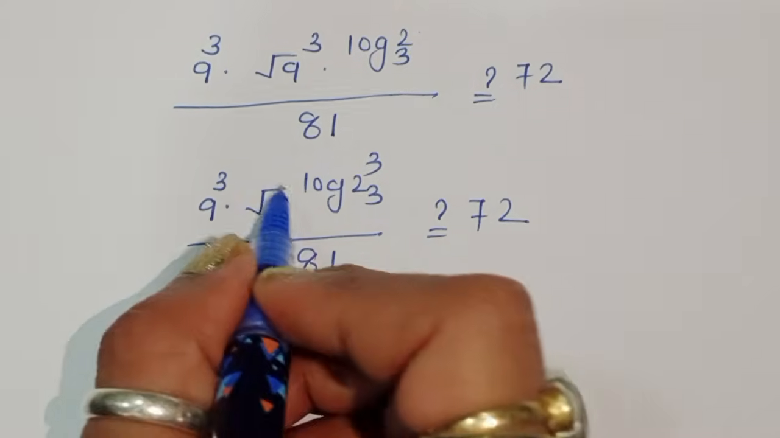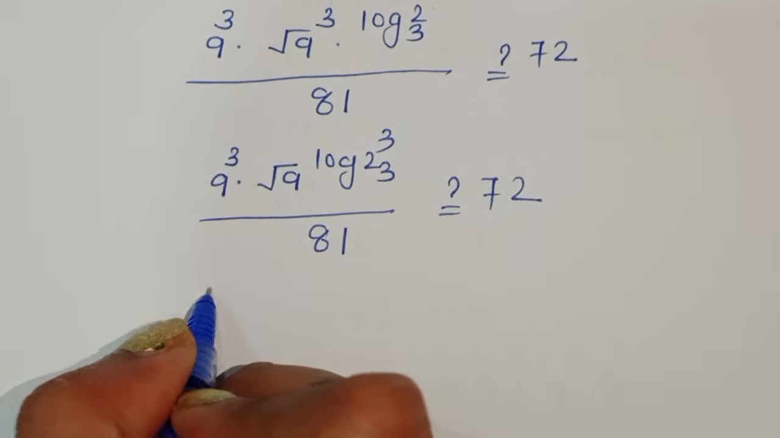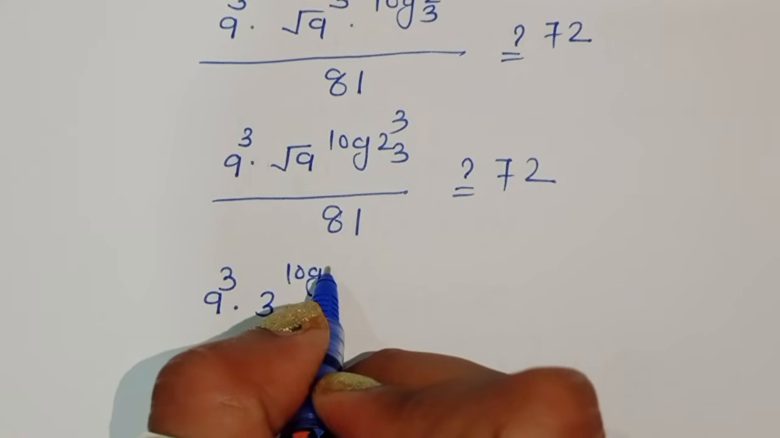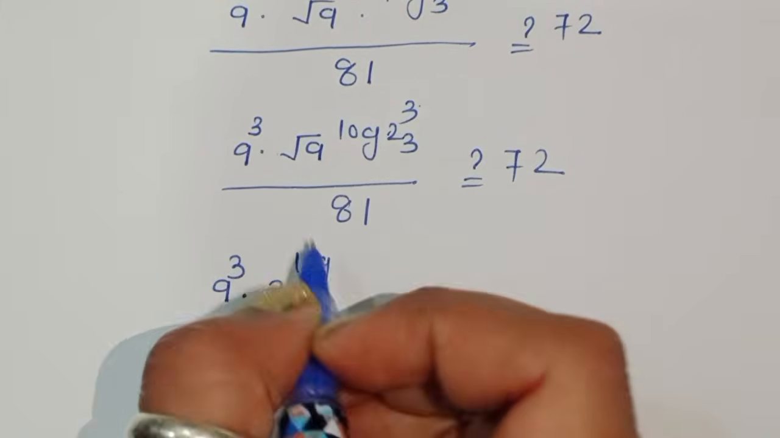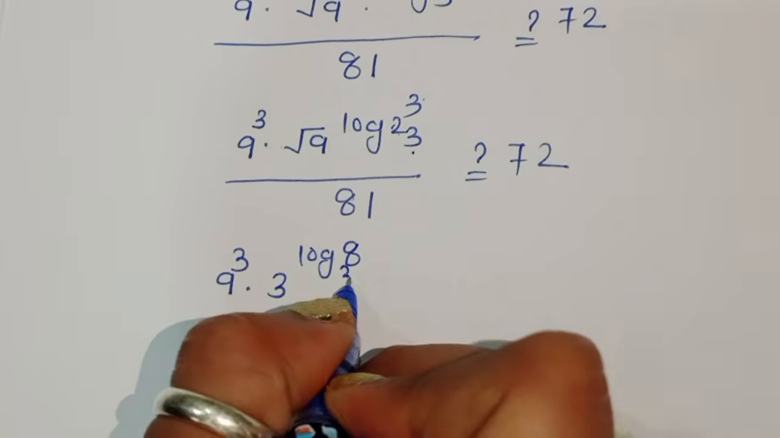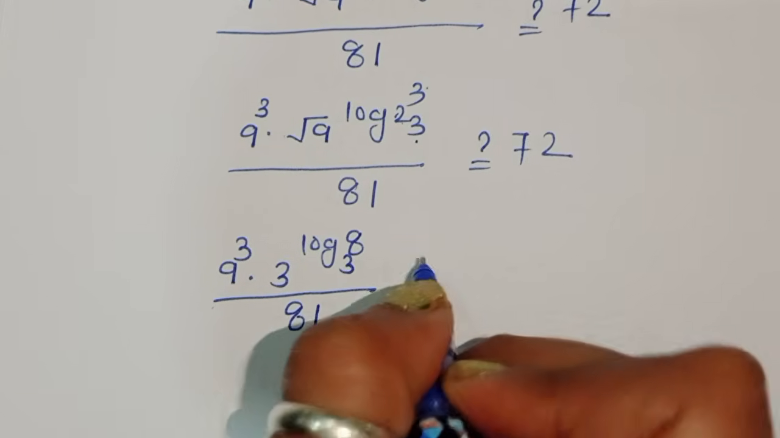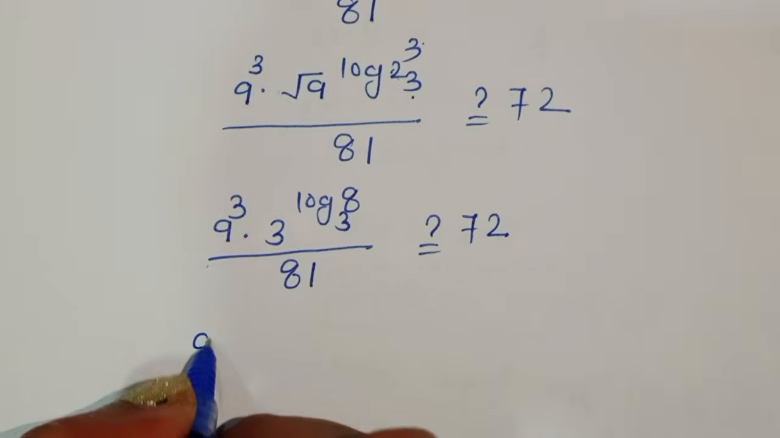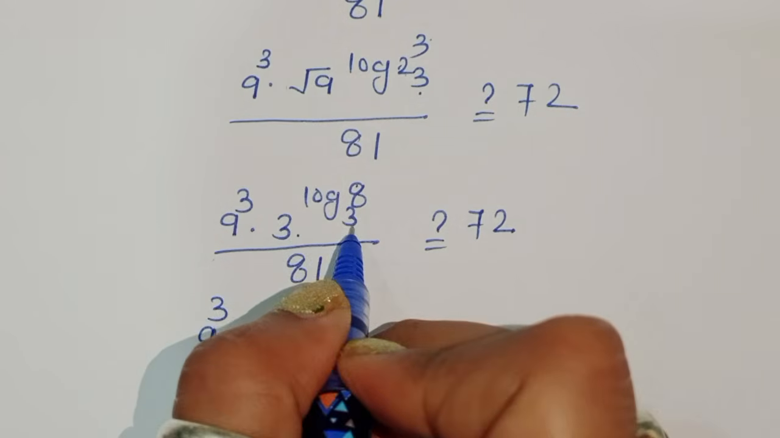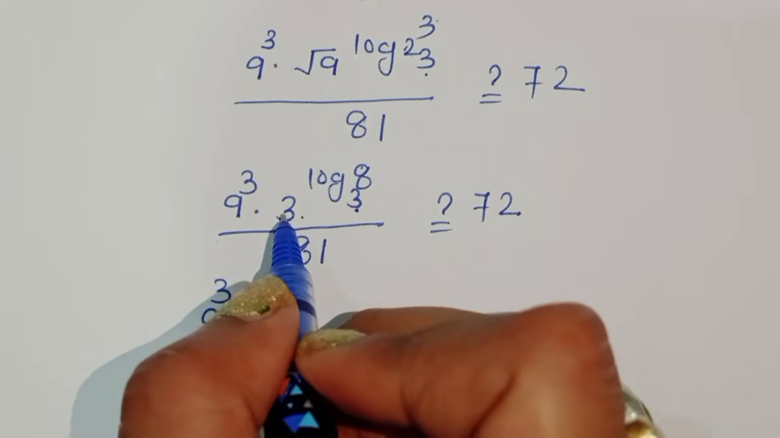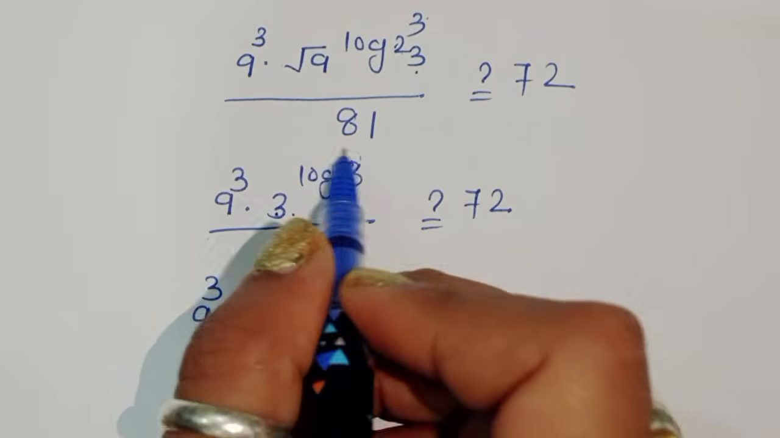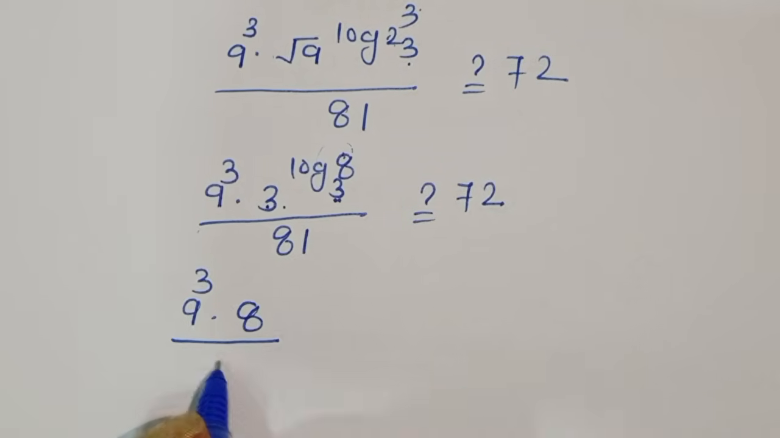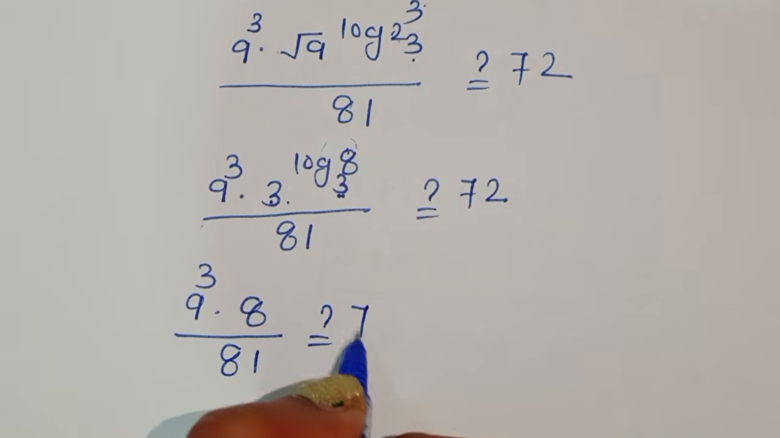Now the value of square root of 9 is 3. So we can write this one as 9 power 3 times 3 power log of 2 power 3. So it will become 8, log of 8 to the base 3, divided by 81, question mark, 72. Now 9 power 3 times 3 power log of 8 to the base 3. This is the form of a power log of b to the base a, so the value will be b. b is 8 here. So we can write this one as 8 divided by 81, question mark, 72.